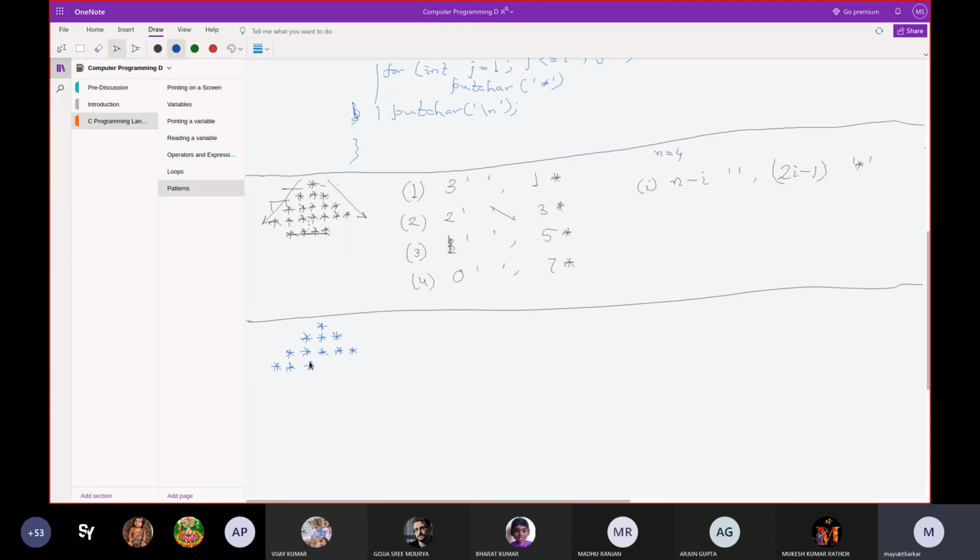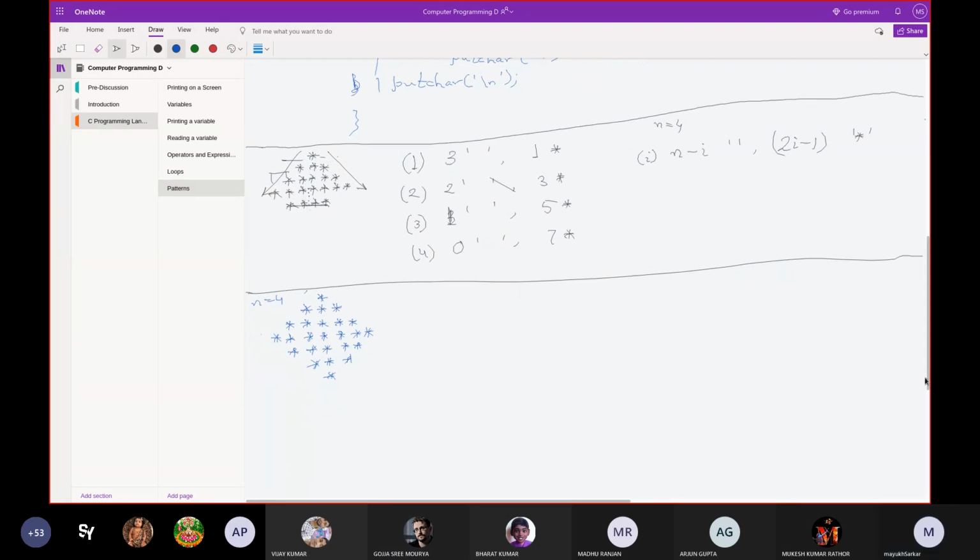And suppose the input is 4, that will create a rhombus-like structure. This is for n is equal to 4. So that will increase up to 4, then that will decrease all the way up to 1.